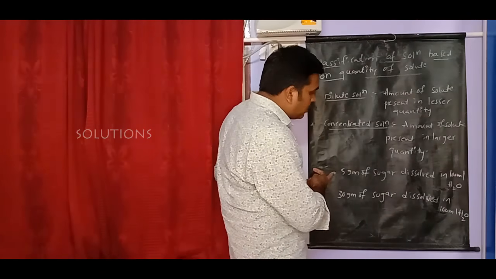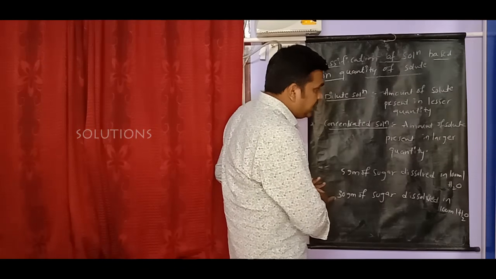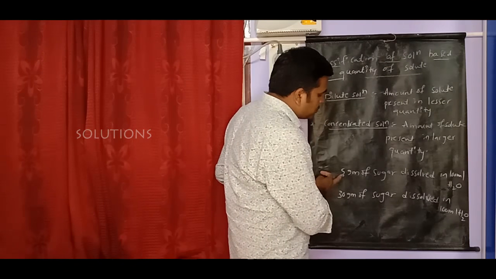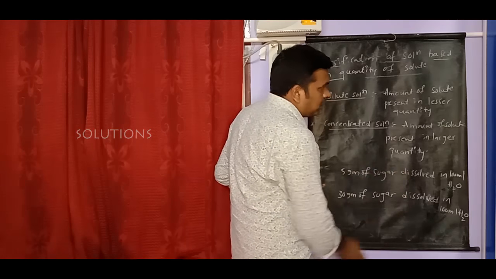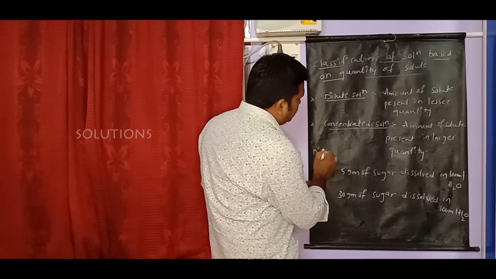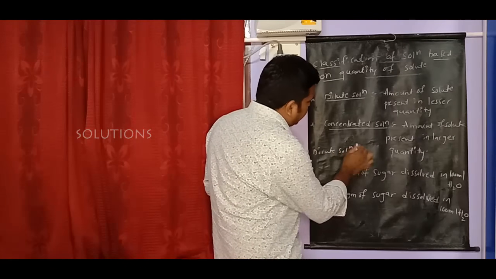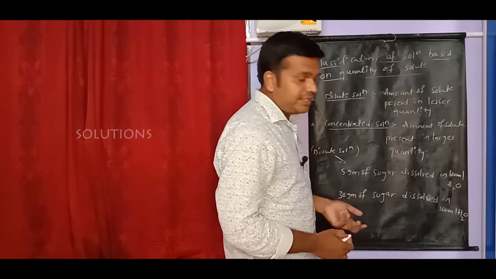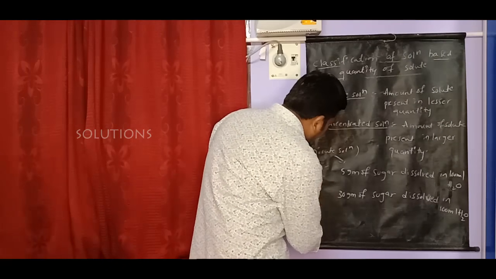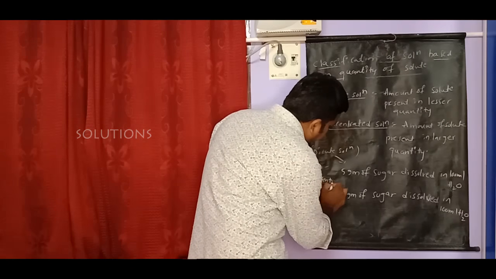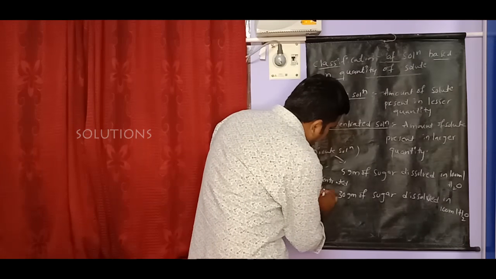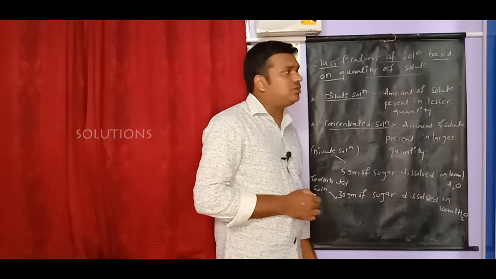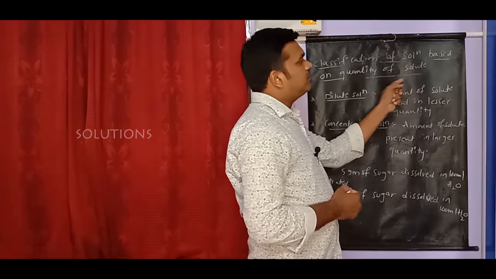In the first case, the quantity of the solute is 5. In the second case, the quantity of solute is how much? 30. So 5 grams is a lesser quantity. So this 5 grams of sugar dissolved in 100 ml of water is an example for what type of solution? Dilute solution. Okay. 30 grams means a larger quantity, and the larger quantity you call a concentrated solution. This classification is mainly based on what? Quantity of the solute.